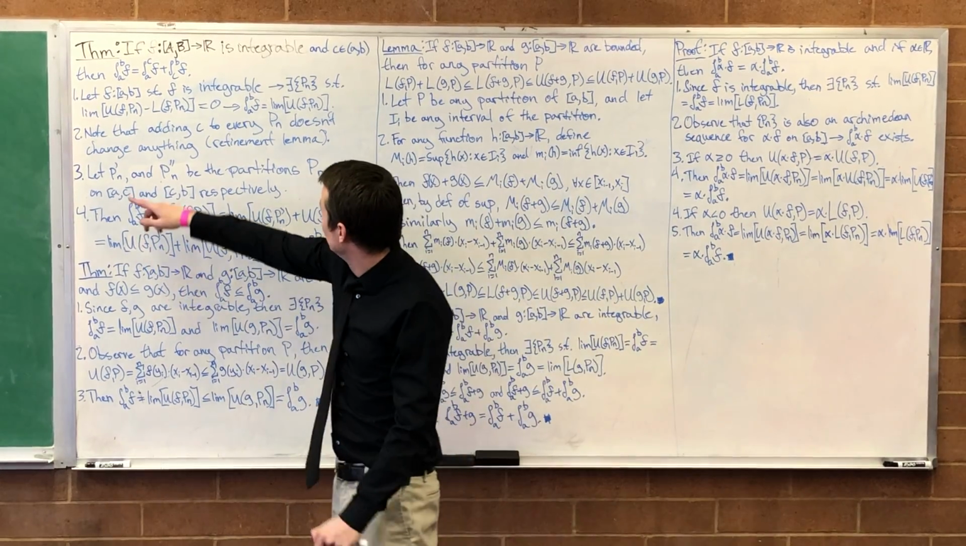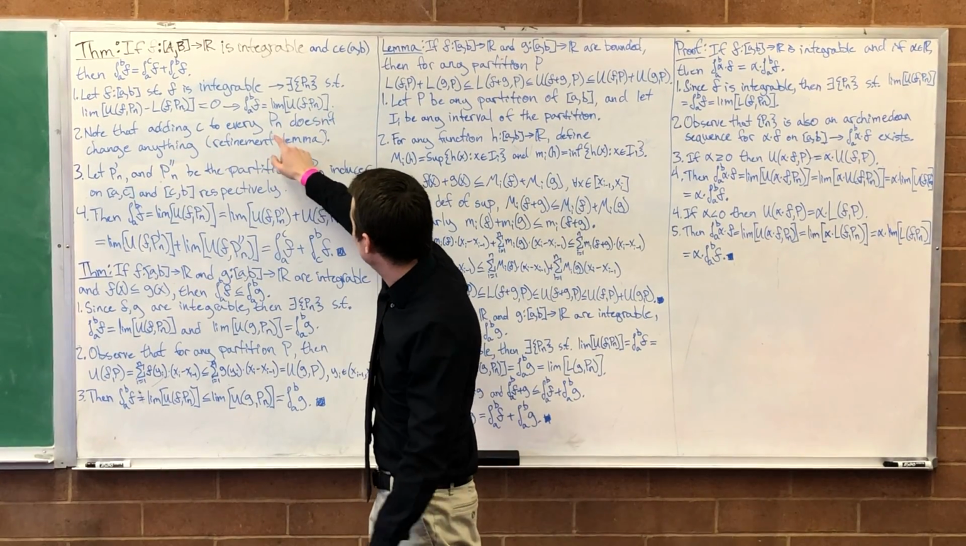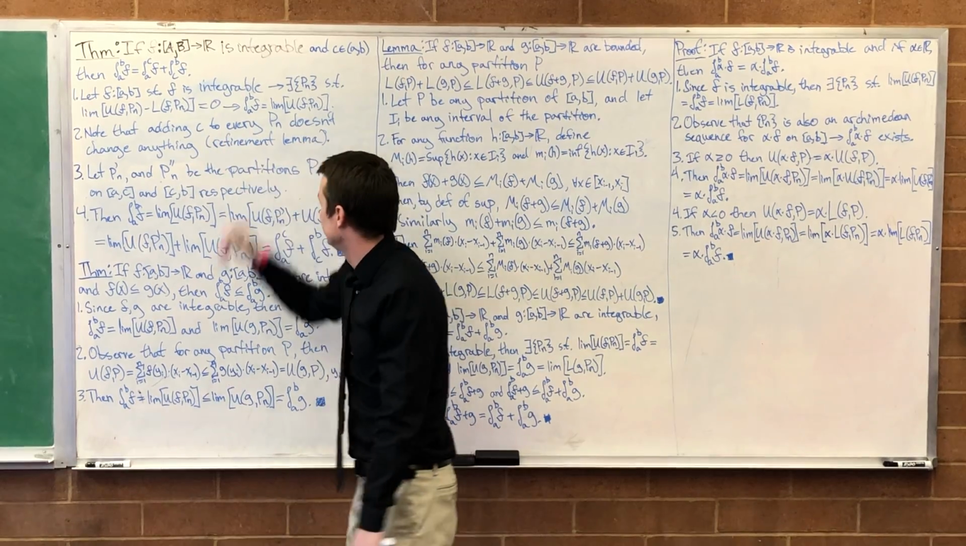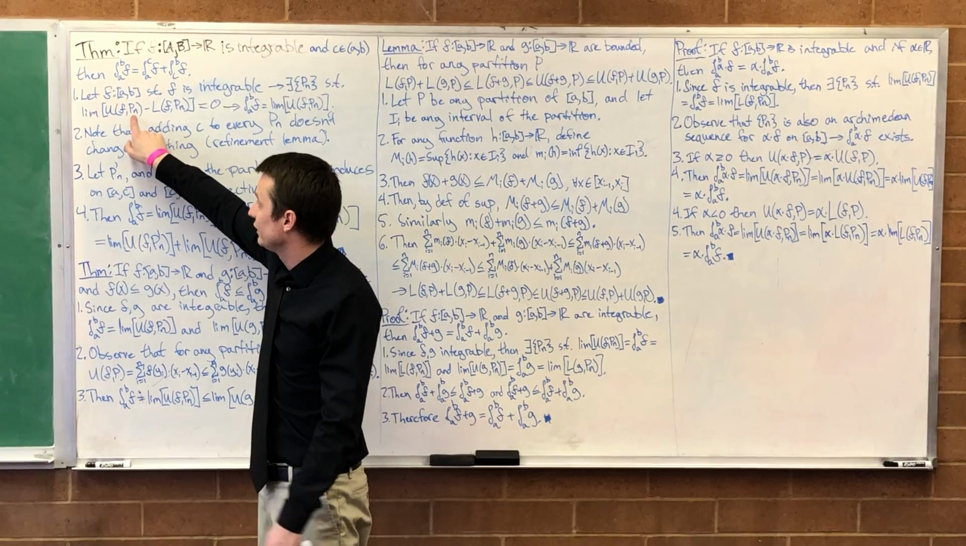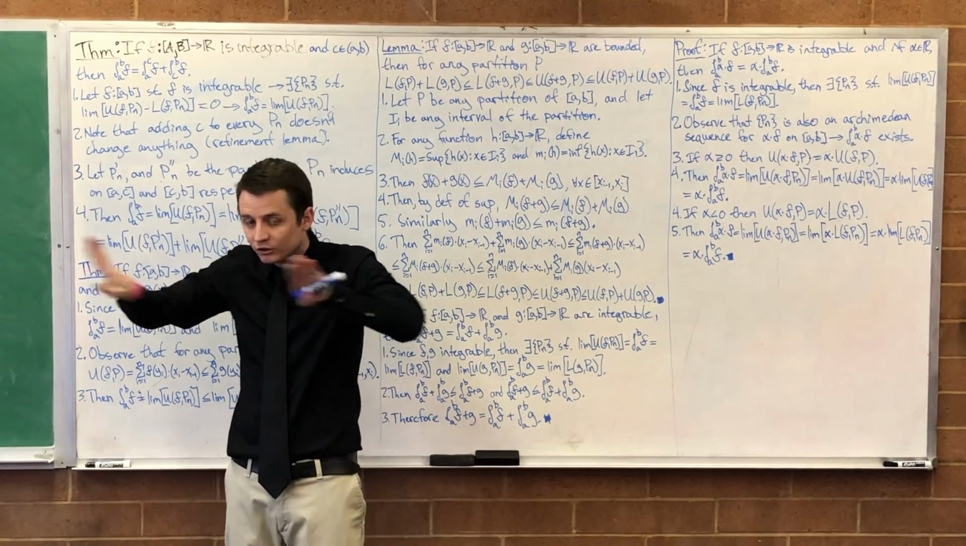Okay, so note that adding C to every Pn doesn't change anything. Reference the refinement lemma. Okay, so that makes sense. So what am I going to do? I'm going to take the sequence of partitions and I'm going to break it up into two halves now.